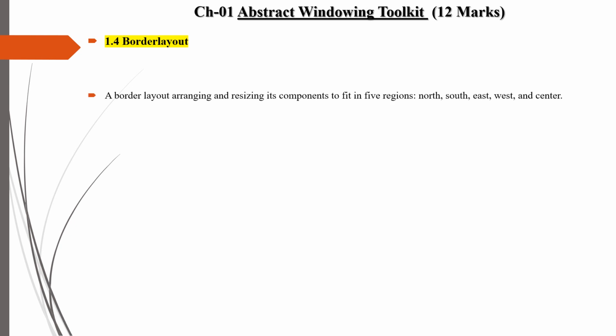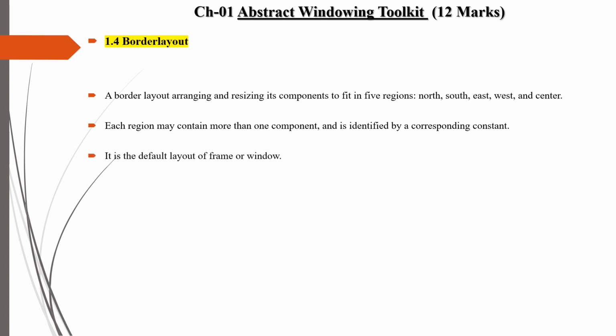Next we see the second type of layout, which is border layout. Border layout arranges and resizes its components to fit in 5 regions: north, south, east, west and center. Each region may contain more than one component and is identified by a corresponding constant. It is the default layout of a frame or window.